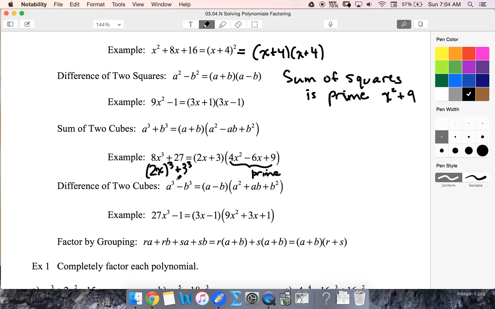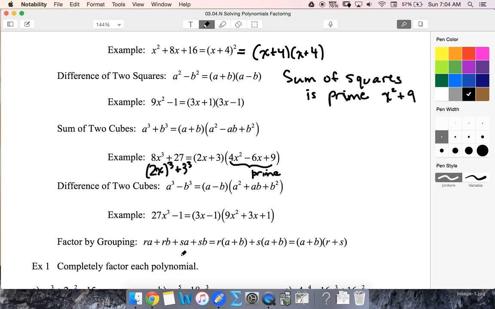Much like a sum of cubes, we also have a difference of cubes. Differences factor into a minus b, and then opposite sign on the inside. It's the same for the a cubed plus b cubed. We have a plus sign first, and then opposite sign, always ending with a plus.